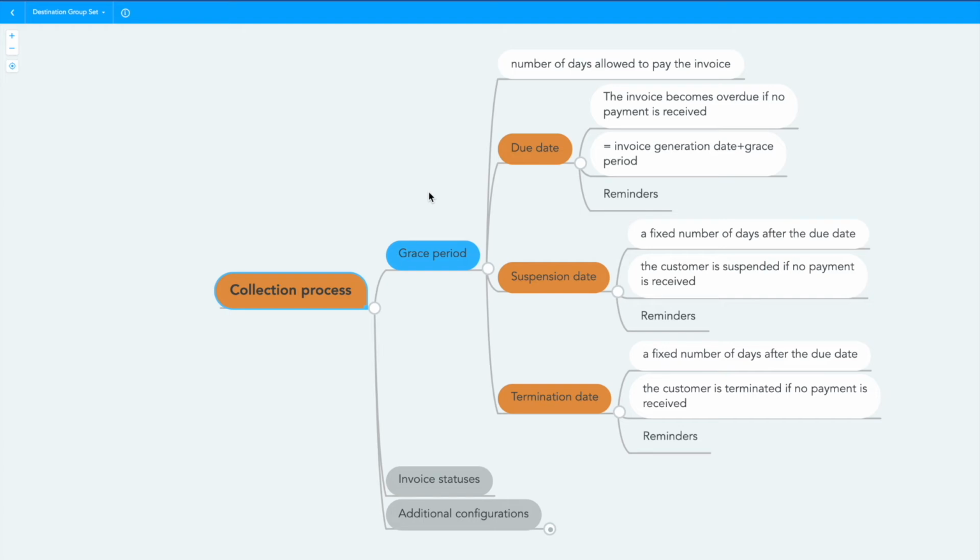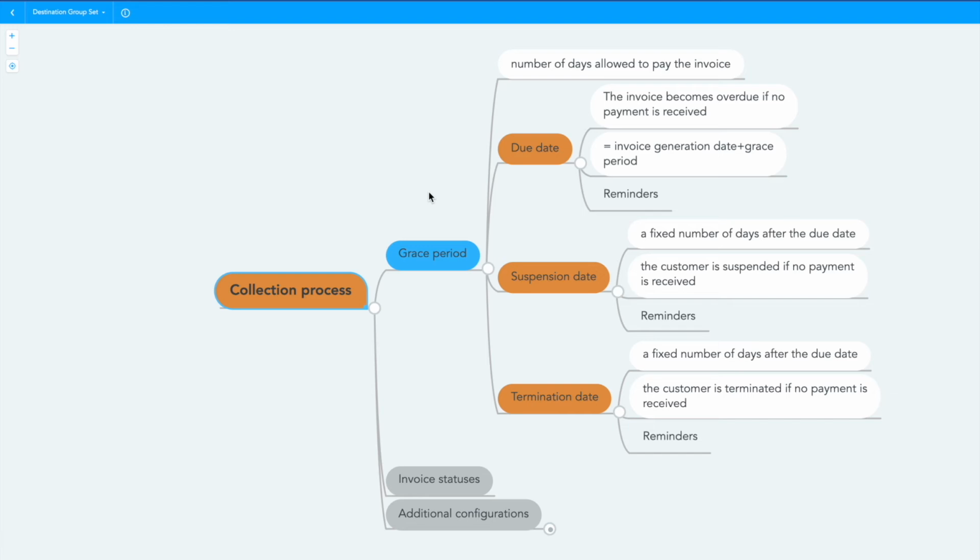And the invoices may be generated in batches. Some of the invoices will be generated on April 1st, some of them on April 2nd, and so on and so forth. So for the purpose of fairness, we give each customer exactly the same number of days to pay the invoice independently from the invoice generation date.